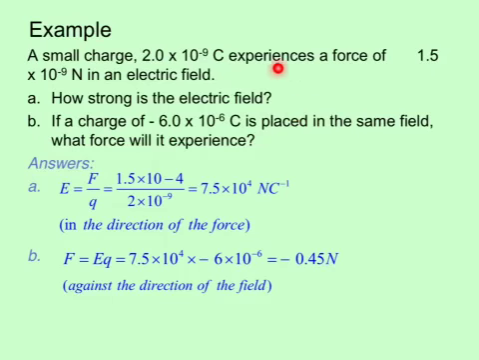Here is an example to show you. A small charge of that many coulombs, positive charge, experiences a force of that many newtons in an electric field, and you have to calculate the electric field strength, or how strong the field is. So E is the subject, and put the numbers in, you get that electric field strength, and it's in the direction of the force. But for B, because the charge is negative, the force is going in the other direction. That's why there has to be a negative sign here, which means it is against the direction of the electric field.